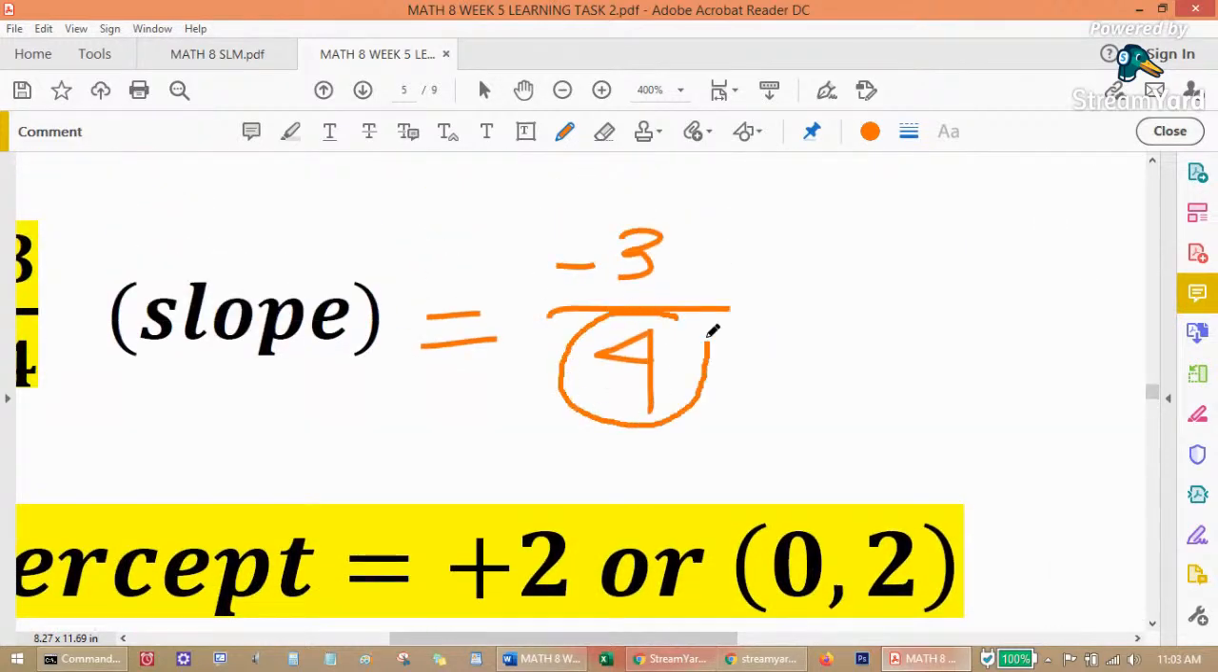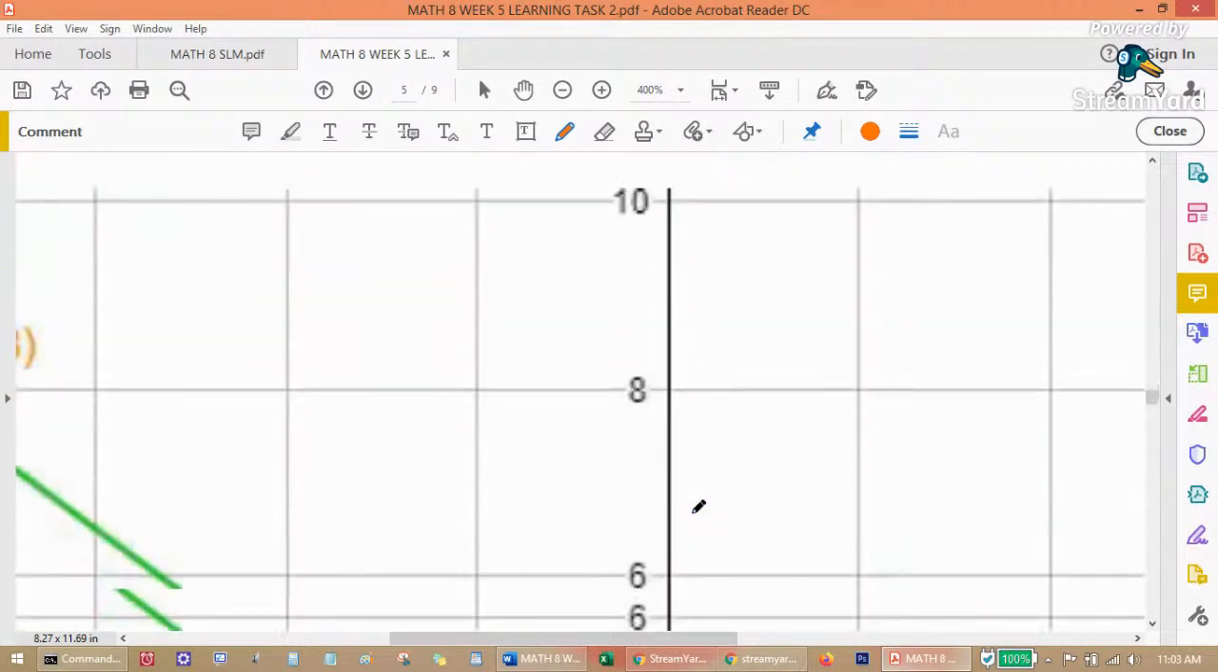And then, ang run natin is positive 4. So, tatakbo tayo ng 4 units. Dahil positive, pupunta tayo sa right. Kapag positive, papunta sa right.